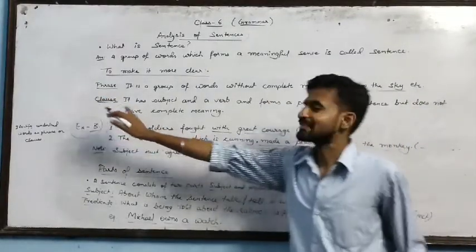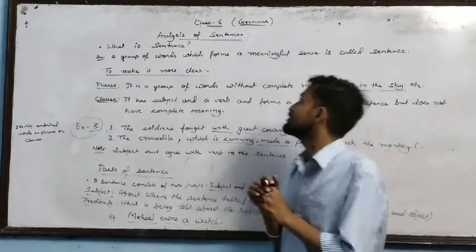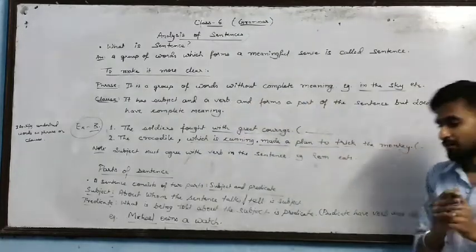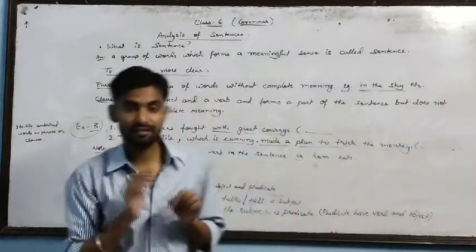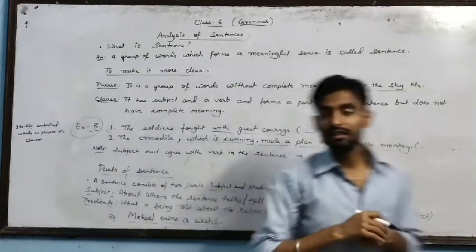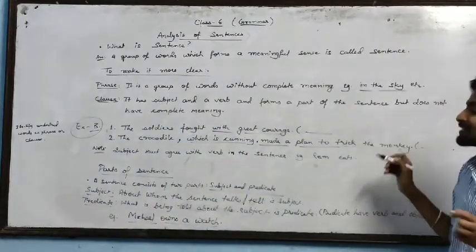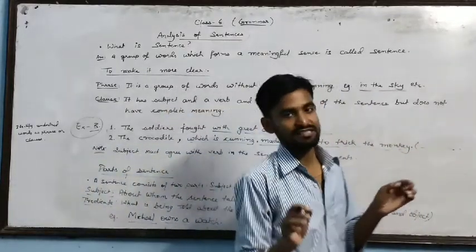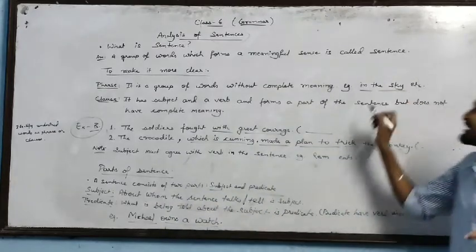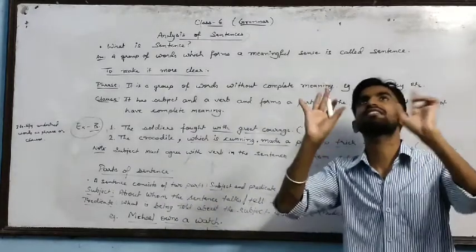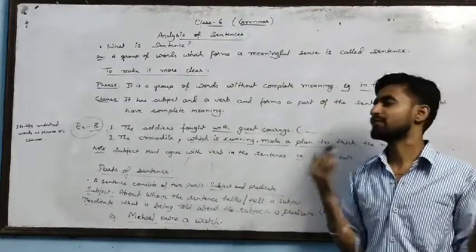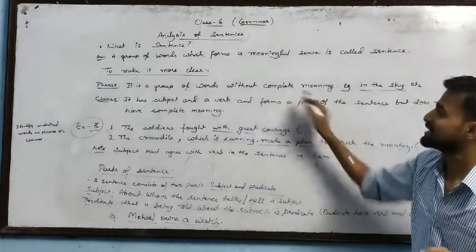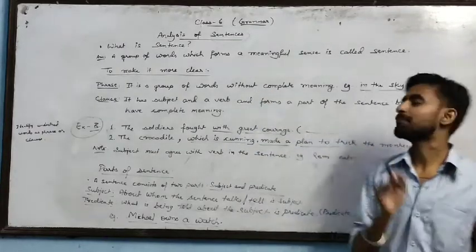Phrases. First we will discuss phrases. It is a group of words without complete meaning, which means it is a group of words but does not form a complete sense. This is called a phrase. Just like "in the sky", it has some sense, but not complete sense. In the sky, but what the meaning is we cannot understand. This is a phrase: it has some meaning but not complete meaning.